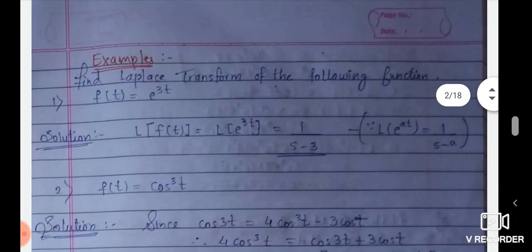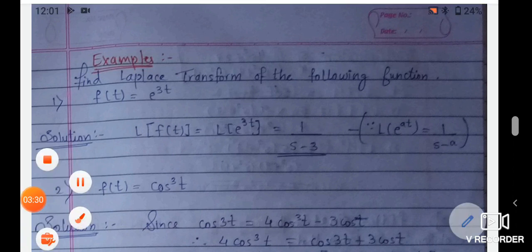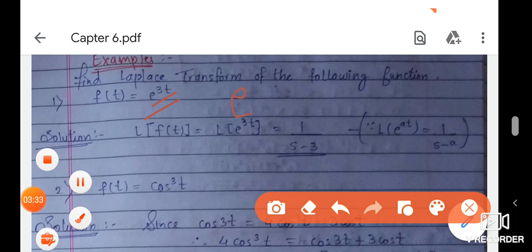Let us check. See, L of e raised to 3t. So that is 1 upon s minus, what is your a here? Your a is 3, because you are having formula e raised to at. So answer is 1 upon s minus 3. That's it, nothing else.